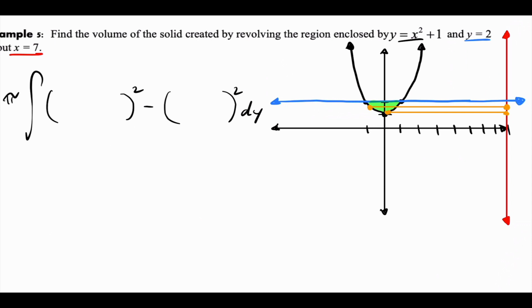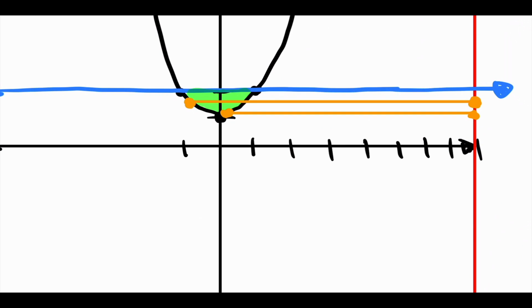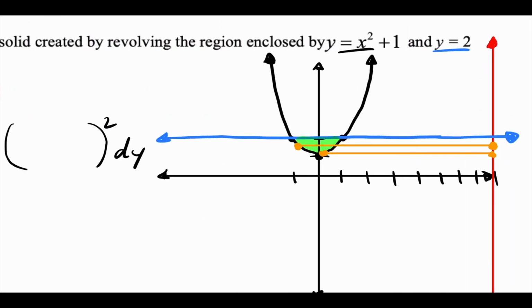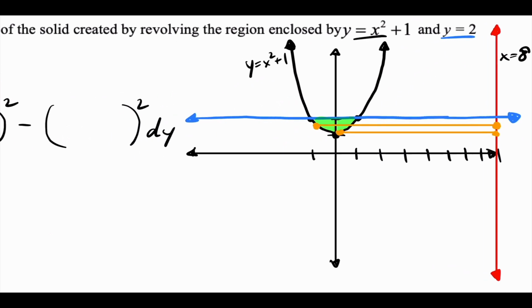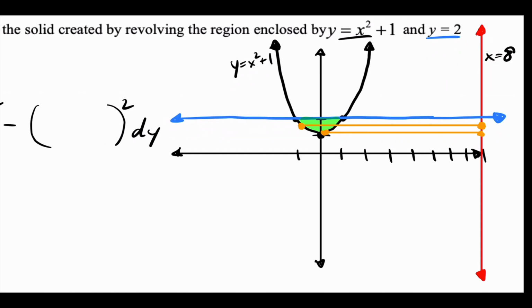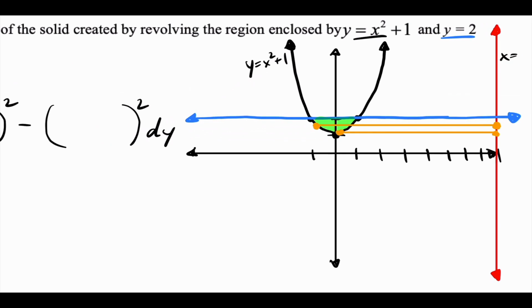Okay, so the longer segment is the top one. The right side is x equals 8. The left side is the parabola. The parabola is y equals x squared plus 1, right? When we write in x equals 7, oh, it's supposed to be 7. Yep, you're right. This is supposed to be not 8, 7.